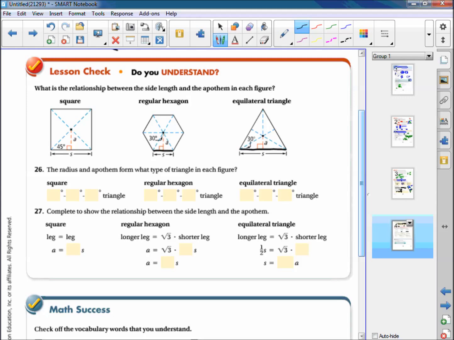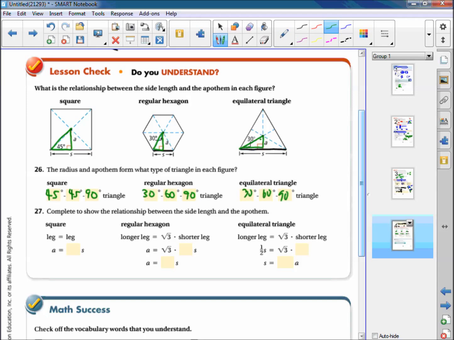Okay. So the radius and the apothem form what type of triangle in each figure? So in our first figure, we get this triangle over here where it's a 90 and a 45. So that means this is a 45, 45, 90 triangle. In our hexagon, we get this one right here, which is a right angle, a 30, and we also must have a 60 there. So that's a 30, 60, 90 triangle. And in an equilateral triangle, we get 60 up here and a 30 and a 90. So that's another 30, 60, 90 triangle.